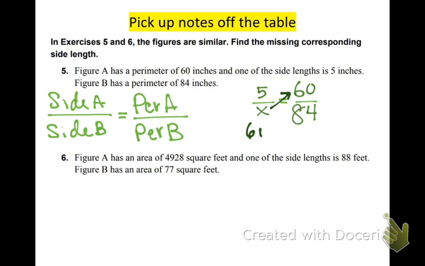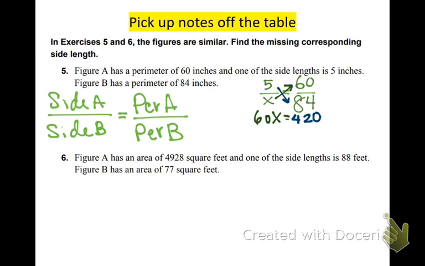We're going to need a calculator. So we're going to do x times 60 is 60x, and then, actually, I think this is 420. 5 times 84 is 420. Divide by 60, and x equals 7. 7 inches, technically.